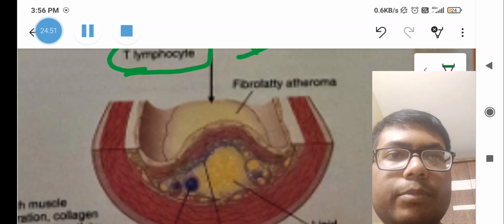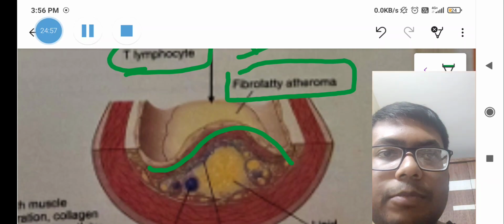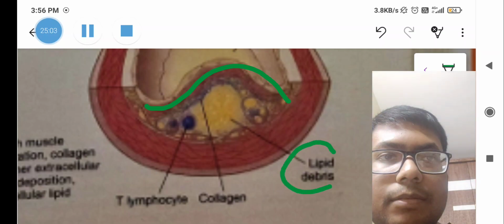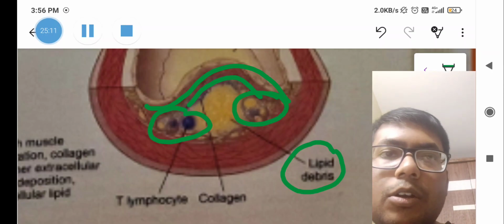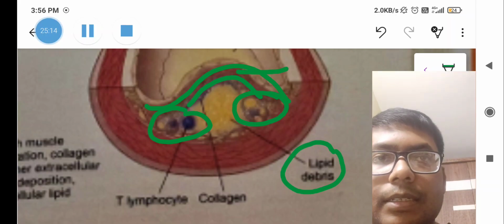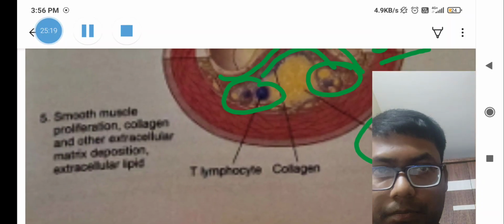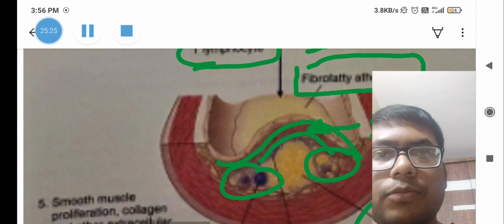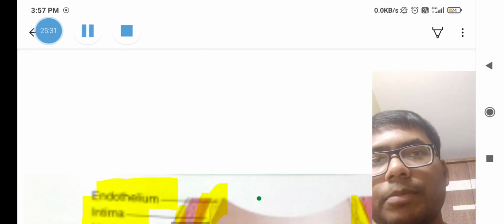And then there is the fibrofatty atheroma formation. This is the cap formation, and this is the lipid debris. There is a collagen component. Also T lymphocytes are present in both arms of the atherosclerotic plaque, and these are the smooth muscles which are present here. With smooth muscle proliferation, ultimately the plaque is formed. This is the basic pathogenesis for the formation of the atherosclerotic plaque.